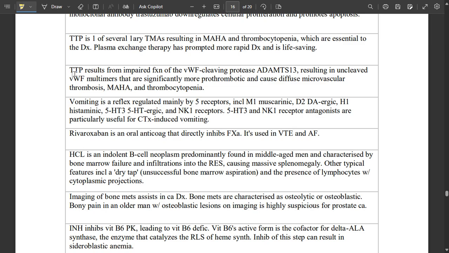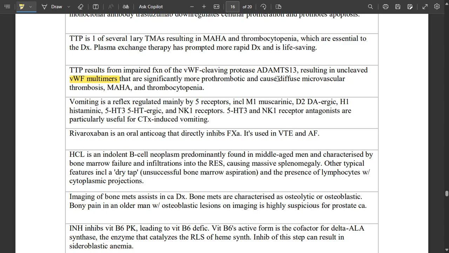Thrombotic thrombocytopenic purpura results from impaired function of the von Willebrand factor cleaving protein ADAMTS13. So the von Willebrand factor cleaving protease is ADAMTS13. There is one factor that can be cleaved by a protein, which is ADAMTS13. It is generally deficient in thrombotic thrombocytopenic purpura. Therefore, there is no cleavage of von Willebrand factor, so von Willebrand factor multimers are not cleaved.